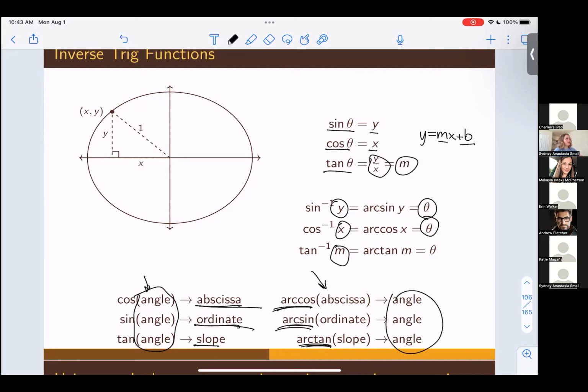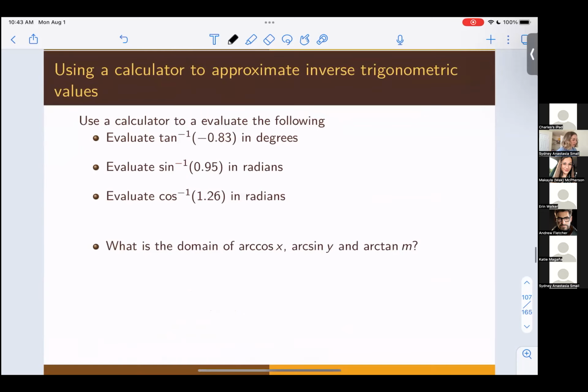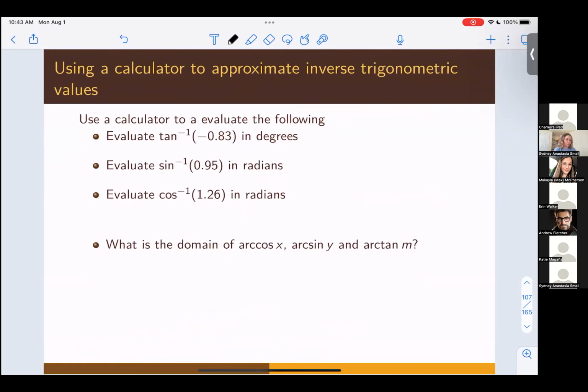Questions on this idea? Okay, let's just do a little bit of practice, just getting comfortable calculating these, and then we will move on to talk about some more conceptual ideas with it. So we just want to use a calculator to evaluate these following three things. You can follow along if you want. That's fine by all means. It's helpful to see what happens.